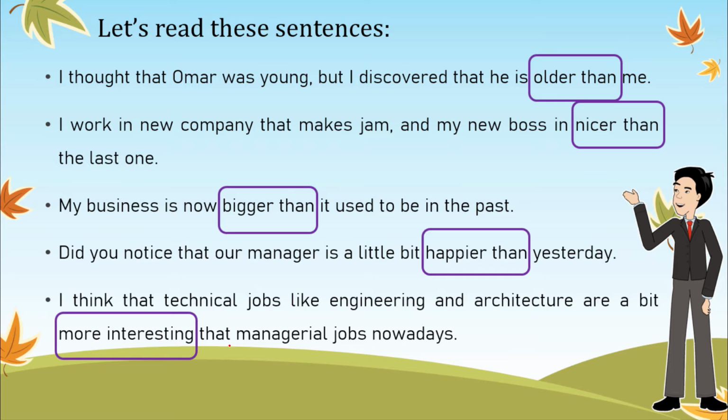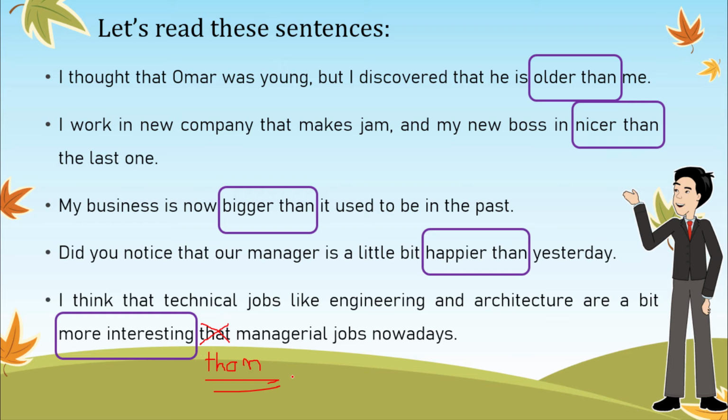I'm sorry, this is than, it's not that. Sorry, this is a mistake. It should not be that. It should be than. It's really difficult to write with a mouse, but this is it. Than, it's not that. Okay, so we have older than, nicer than, bigger than, happier than, more interesting than.